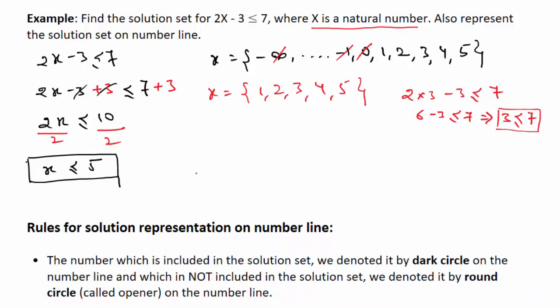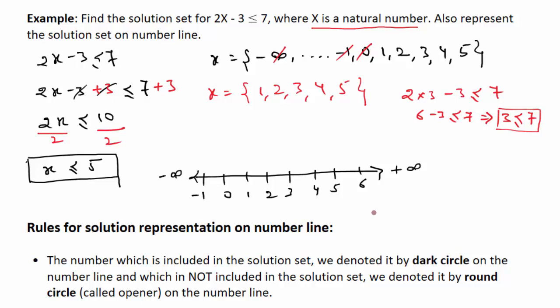Now let's represent the above solution set on the number line. To represent the solution set on the number line, we will draw the number line as follows: left side will be minus infinity and right side will be plus infinity. And let's mark it here somewhere 6. Then we will have here 5, then we will have 4, then 3, then 2, then 1, then 0, and here somewhere will be minus 1.